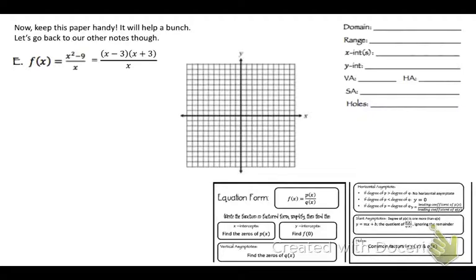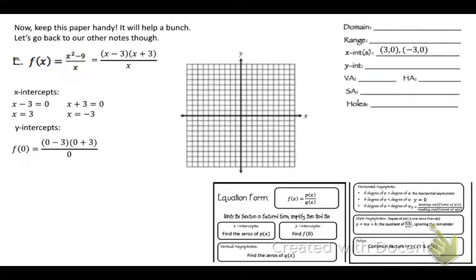Now we're going to find the zeros of p of x. So that's going to be x minus 3 equals 0, x plus 3 equals 0. So x equals 3 and x equals negative 3. My x-intercepts are (3, 0) and (negative 3, 0). Now my y-intercept, I'm going to plug in 0 to the function. So we have 0 minus 3 over 0 plus 3 over 0. Well, it cannot be divided by 0. You can't divide anything by 0. So then that's undefined, which means we just don't have a y-intercept.